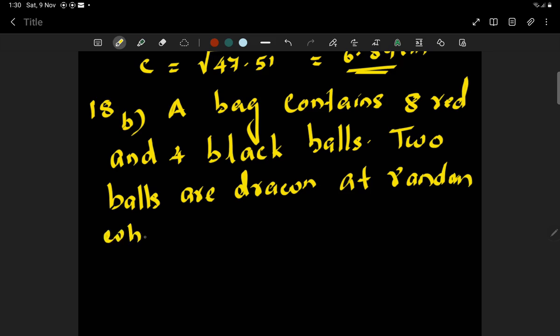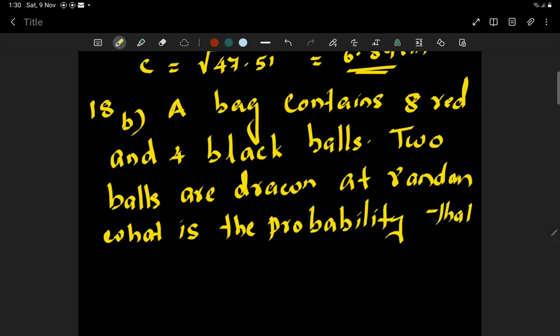What is the probability that both balls are red? Both balls are red. This is the question.